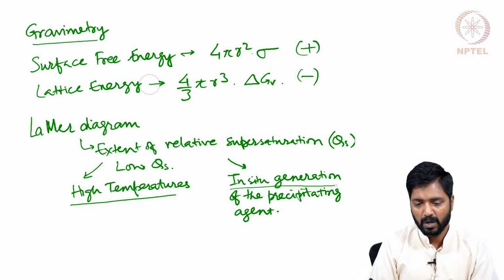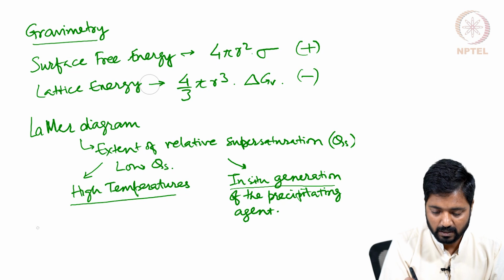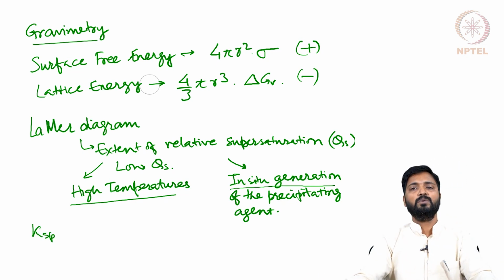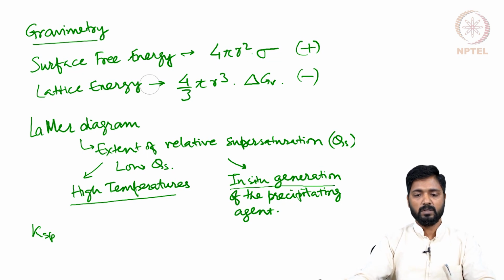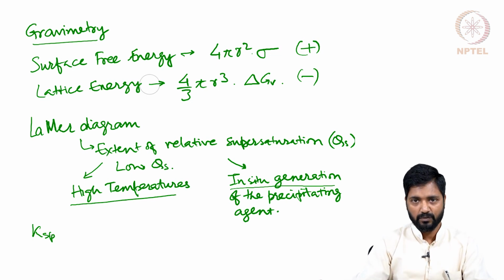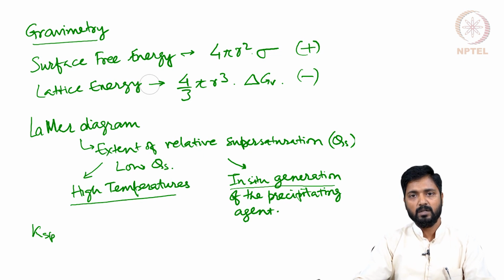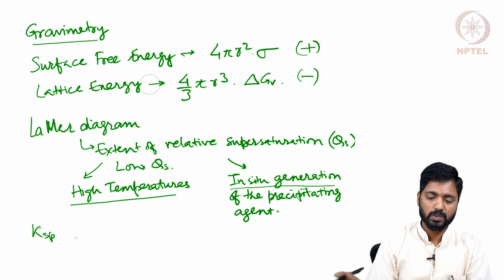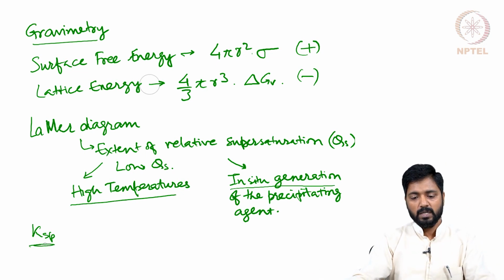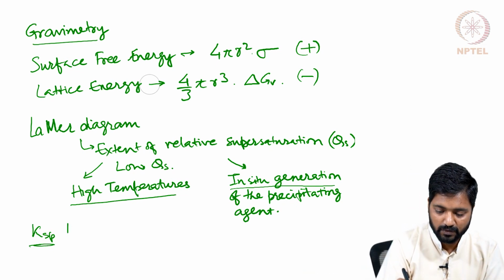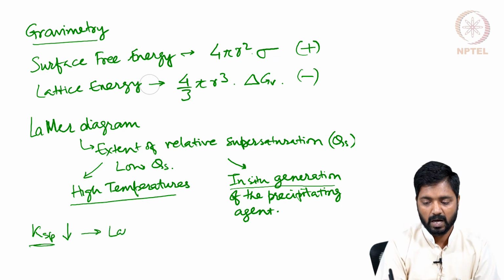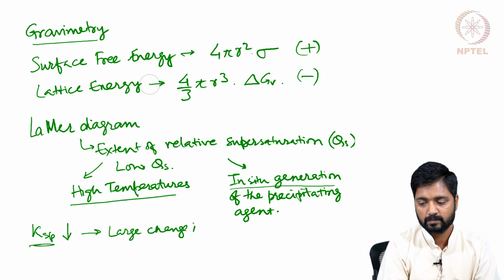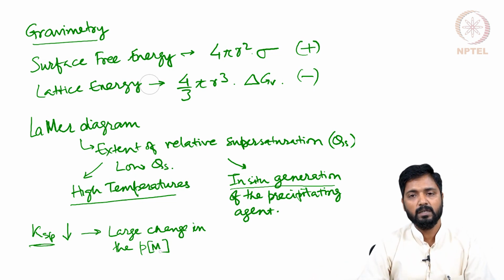Finally, we talked about the fact that the Ksp value or the solubility product value is also to be considered when we are talking about gravimetry, and this has a very profound effect on the change in the pAg or pCd value. For example, the concentration of the metal ion in the solution will change according to how large or how small the Ksp value is. So, if the Ksp value is significantly low, we have a very large change in the p value of the metal ion being considered.